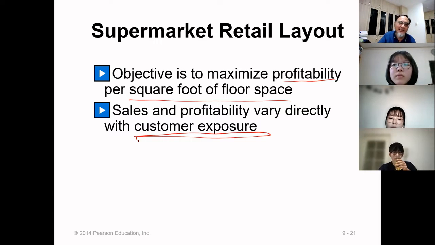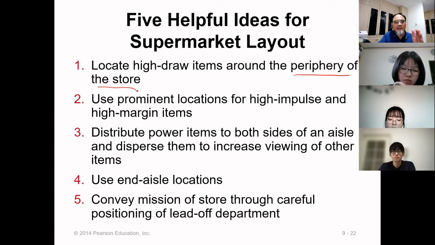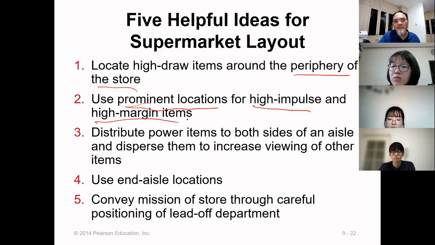Okay, so that's the way they try to design the layout and also allocate the products. They locate high draw items around the periphery of the store, and they pay for this. Manufacturers pay for the location in which it is actually placed. High draw items are very easily visible and immediately catch the attention of the customer. That's why they use prominent locations for high impulse and high margin items.